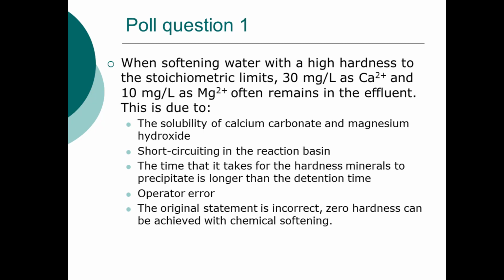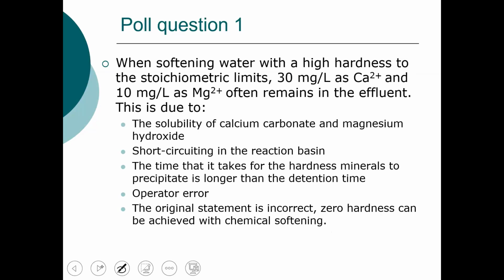We've got several options. I'd like you to read these and then vote using the poll question. You may choose more than one correct answer. One, the solubility of calcium carbonate and magnesium hydroxide, which is what we're precipitating, is such that roughly 30 milligrams per liter of calcium and 10 milligrams per liter of magnesium remain. But there are also other issues.